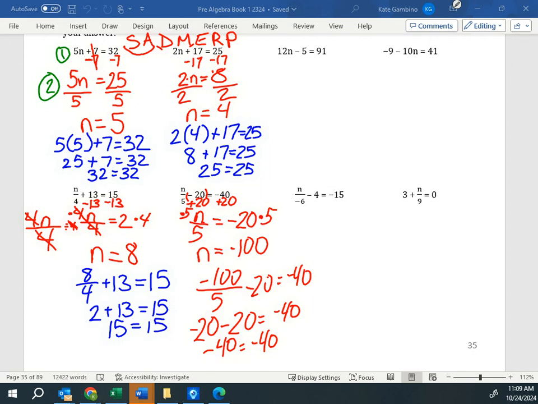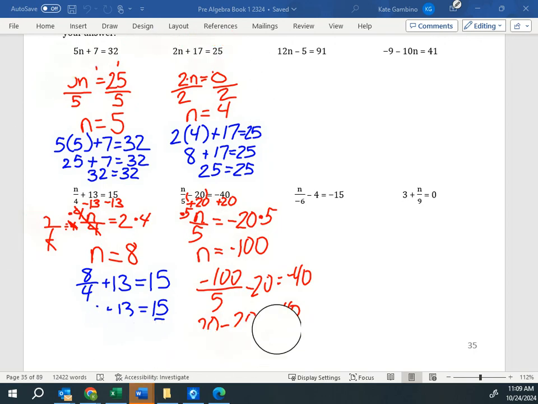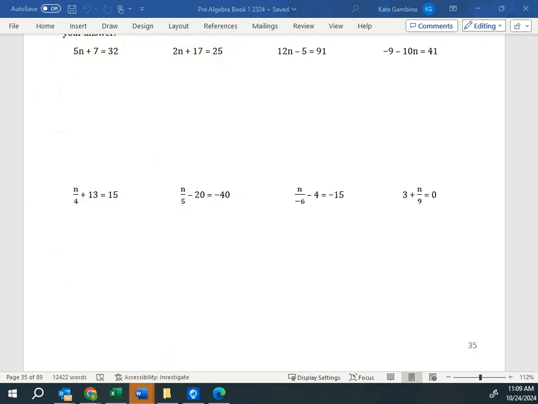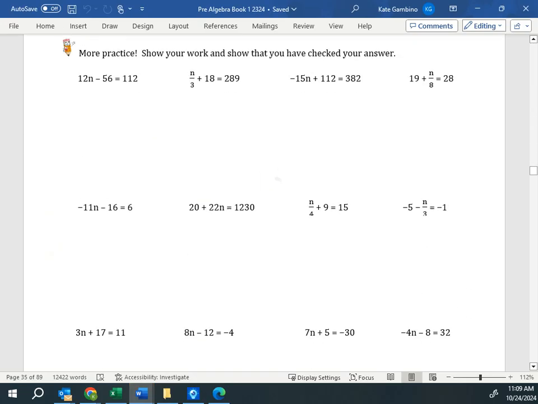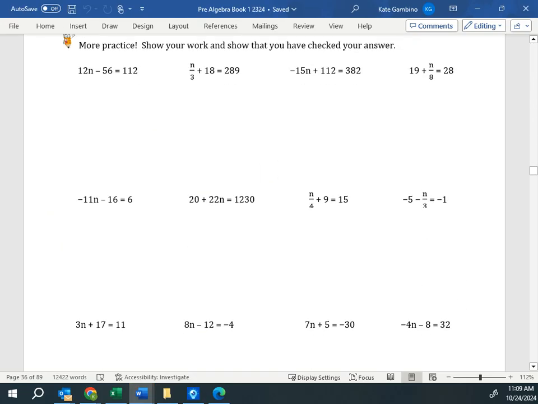You're going to finish up these last 4 on this first page. Let's look at our second page, what the directions are. More breakfast. We're doing the same thing. You can even write sad murph at the top of your page so you remember we're doing the opposite. So we subtract or add first, the opposite operation. Then we multiply or divide with the opposite operation. And then we check our work.